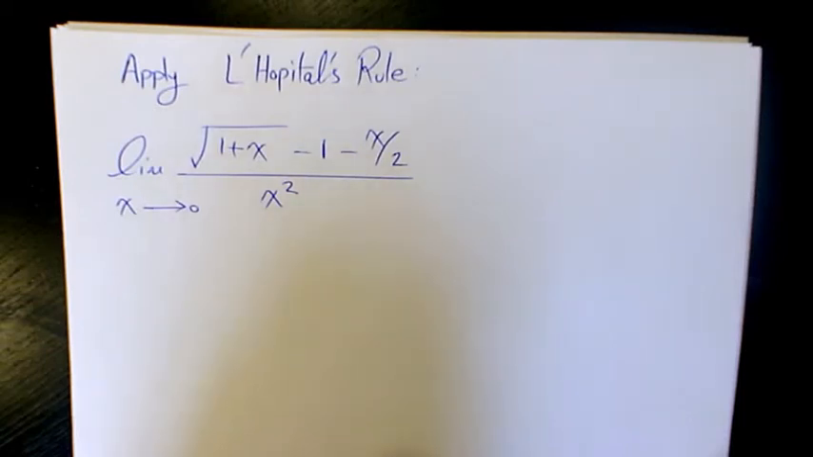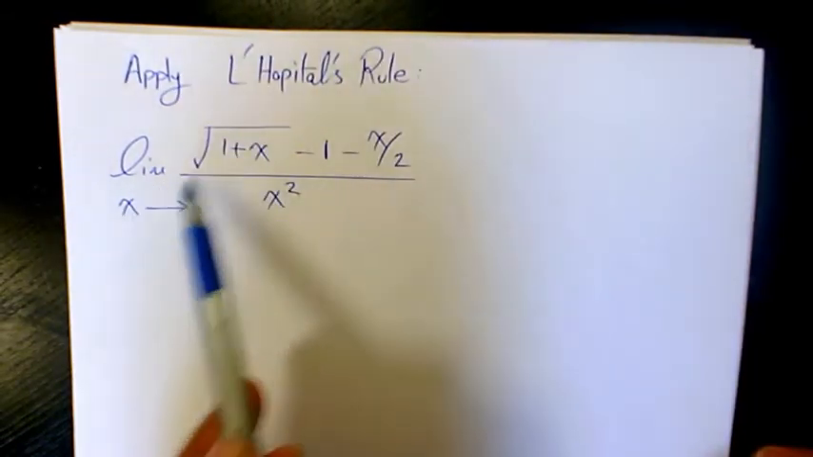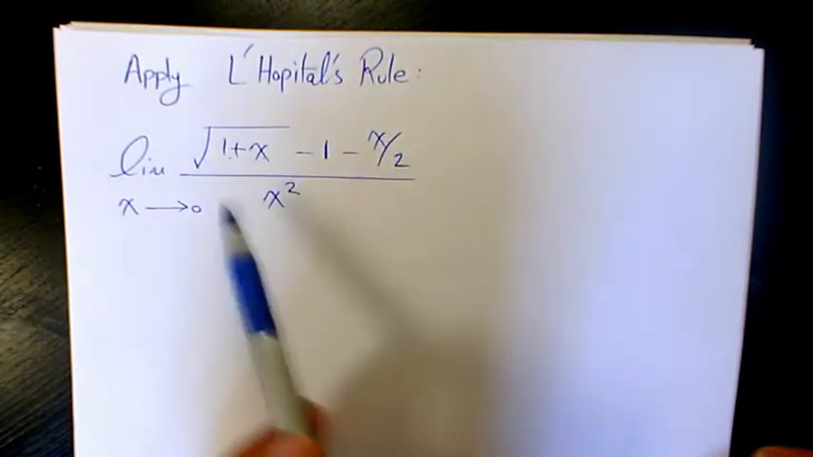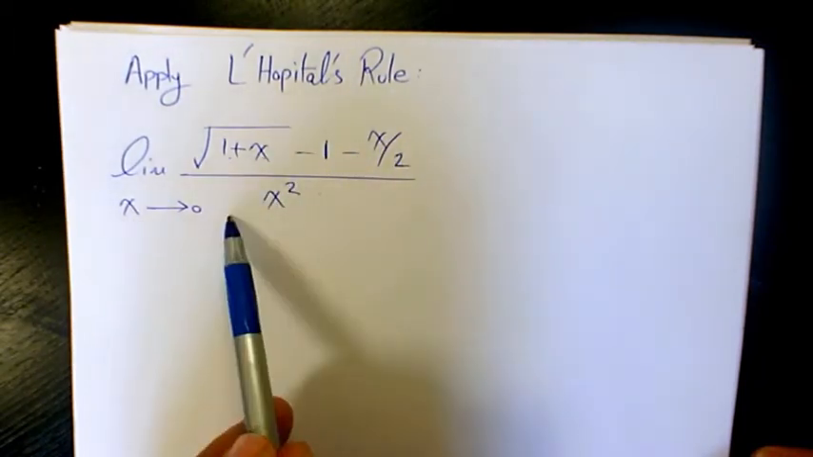Welcome to another video. In this video I want to show you how to apply L'Hopital's rule. First example is the limit of square root of 1 plus x minus 1 minus x over 2, divided by x squared, when x approaches 0.